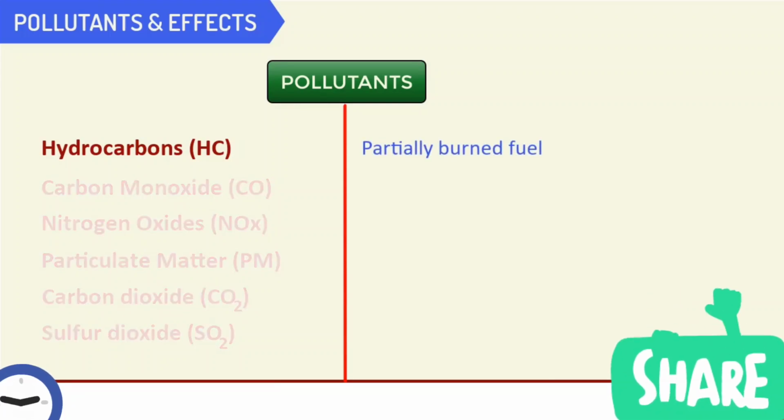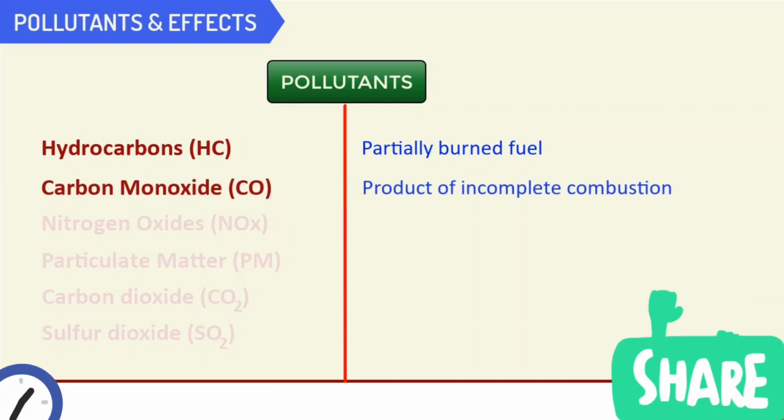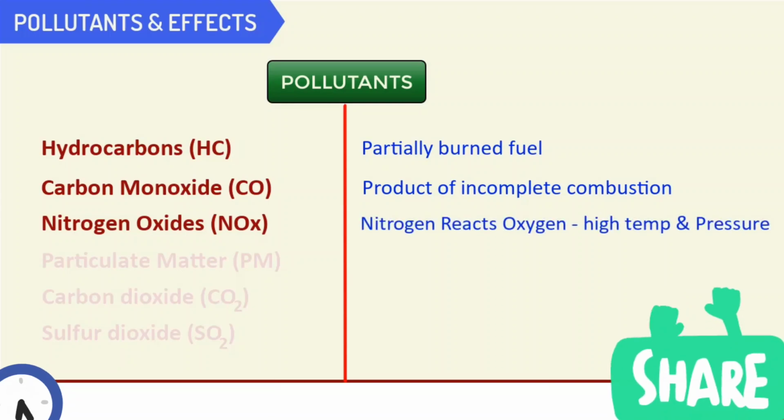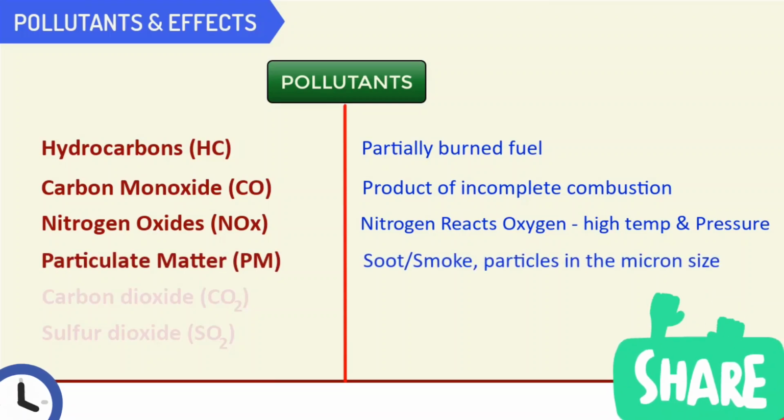Hydrocarbons are partially burned fuel. Carbon monoxide are the product of incomplete combustion. Nitrogen oxides are created when the nitrogen in the air reacts with the oxygen at high temperature and pressure. Particulate matter are also called as soot or smoke. They are made up of particles in the micron size.